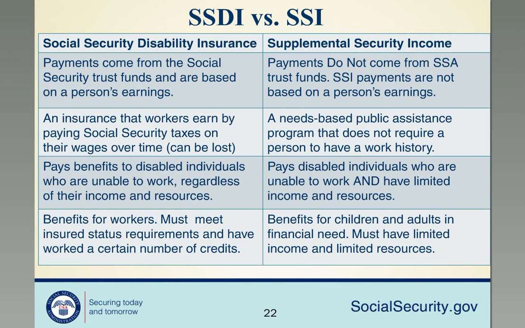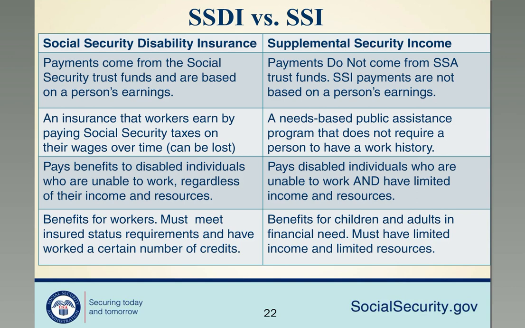Wanted to explore the differences between the two programs, so as you talk to people and someone says they're on disability, you can kind of help identify what program they might be on. Social Security disability insurance payments come from the Social Security trust funds and are based on a person's earnings. So benefits from Social Security disability insurance can be as little as $200 a month on up to $2,800 per month. The Supplemental Security Income Program, on the other hand, the money to fund that program does not come from the money that people pay in by working. The money for this program comes from the general trust funds.